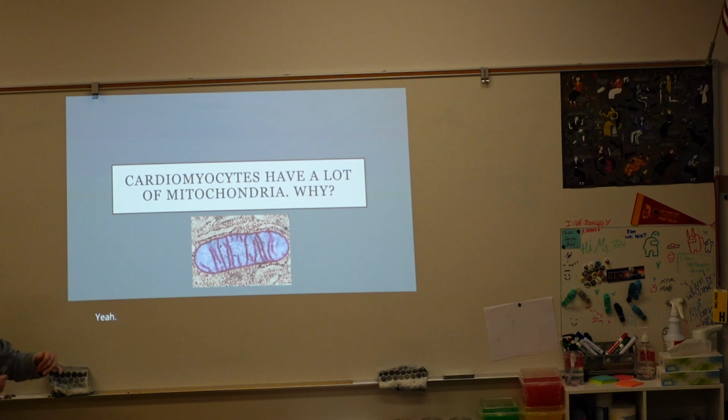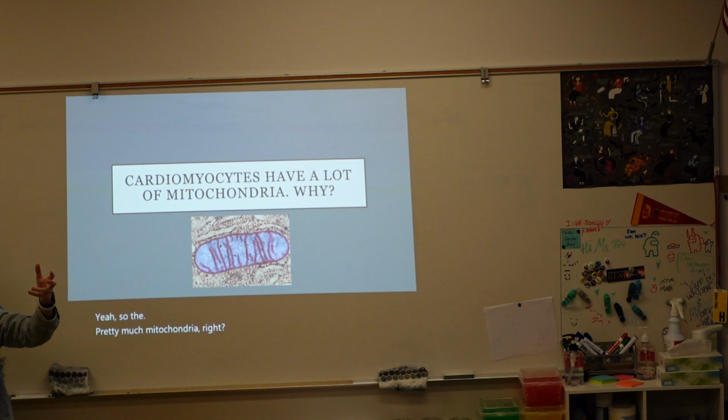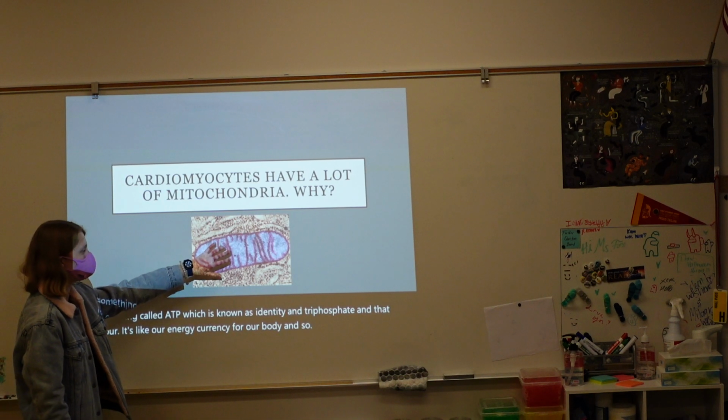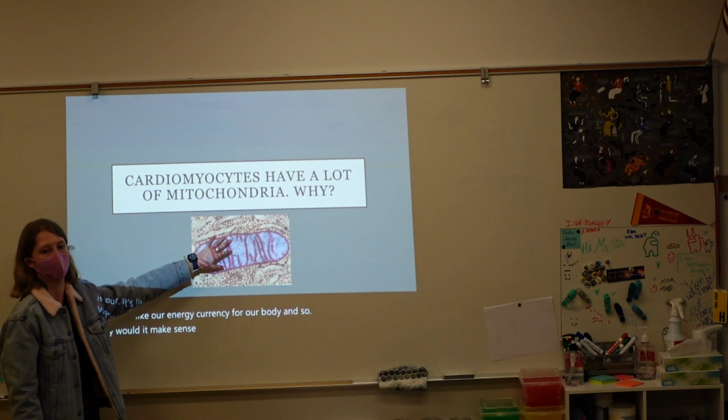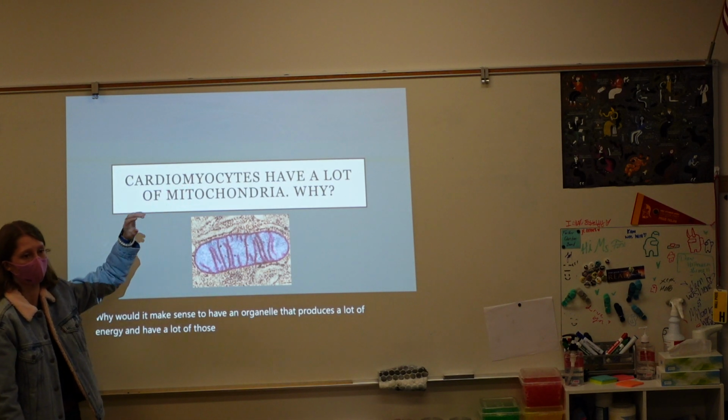Yeah. So pretty much mitochondria, right? They're the powerhouse of the cell. They create our energy-rich molecules. So there's something called ATP, which is known as adenosine triphosphate, and it's like our energy currency for our body. And so, why would it make sense to have an organelle that produces a lot of energy and to have a lot of those within the heart cells?